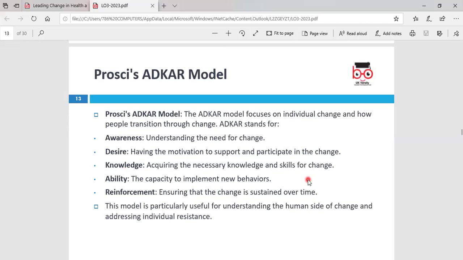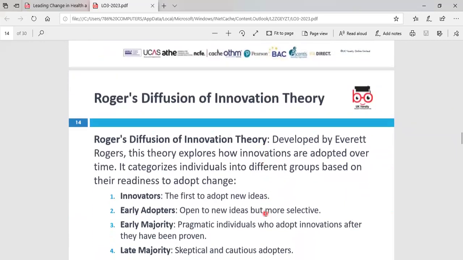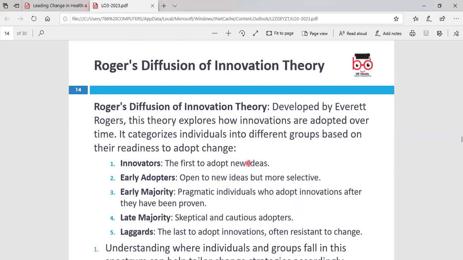So again, whatever change you're bringing about should be sustained and should last for a longer duration. This model is useful when you're understanding the human side of change and addressing individual resistance. Rogers' diffusion of innovation.